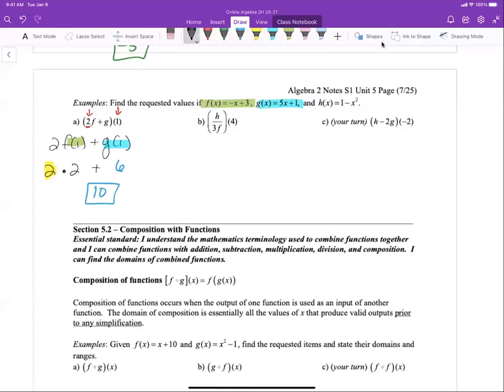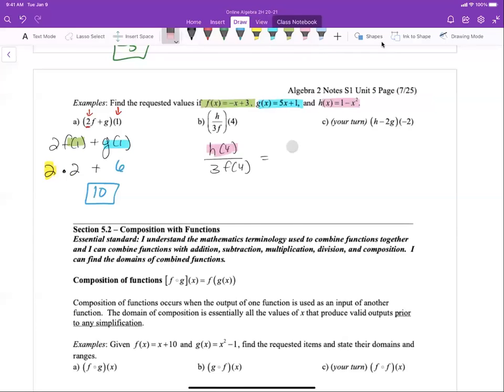All right, how about this one? We get h of 4 divided by 3 times f of 4. Okay, so I've got to go find what is h of 4. So for everywhere I see an x, I plug in 4. So I take 1 minus 4 squared. 4 squared is 16. And so that gives me 1 minus 16, that is -15 on top.